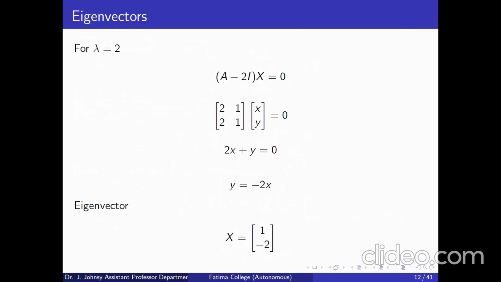Next, to compute the eigenvector for the eigenvalue lambda equal to 2, then A minus 2I into x equal to 0. This gives the relation after the computation y equals minus 2x. That is, let x equal to 1, then y equals minus 2. So therefore, the eigenvector corresponding to the eigenvalue 2 is x equal to the column vector 1 and minus 2.